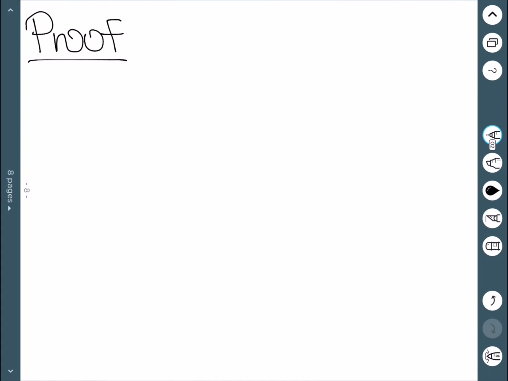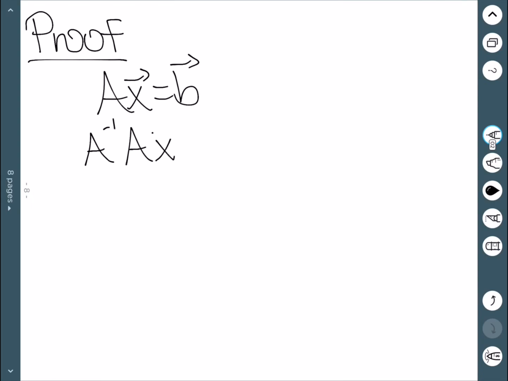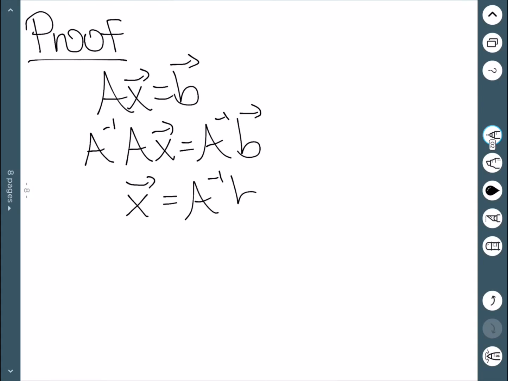We'll now look at proving this. Well, we have this system of equations Ax equals b, and we know A is invertible. So all we have to do is multiply both sides by A inverse. Once we do that, on the left we'll get an x, and on the right we get the A inverse b. Therefore, as long as A is invertible, you have a unique solution.